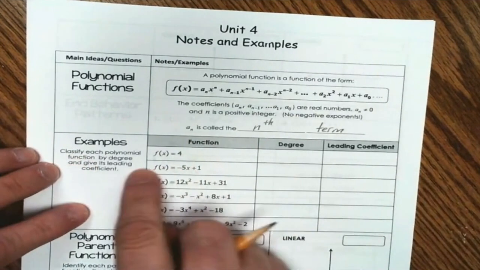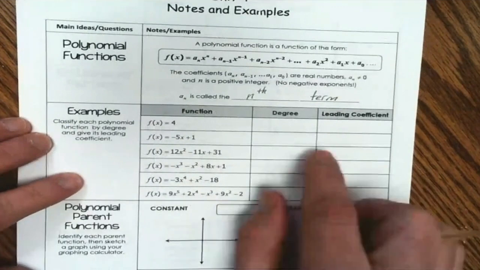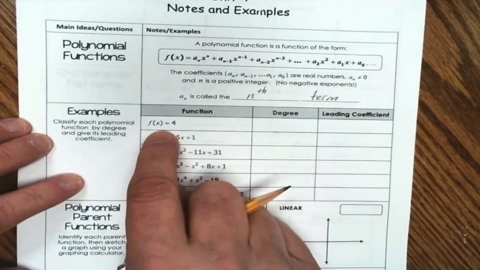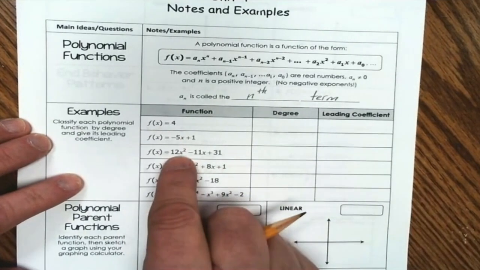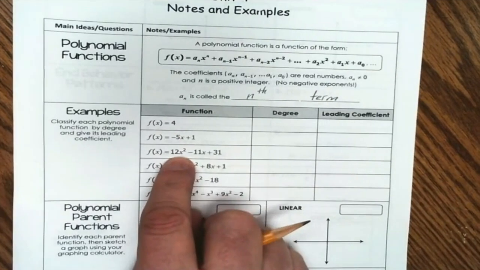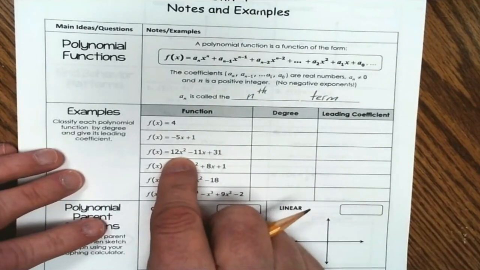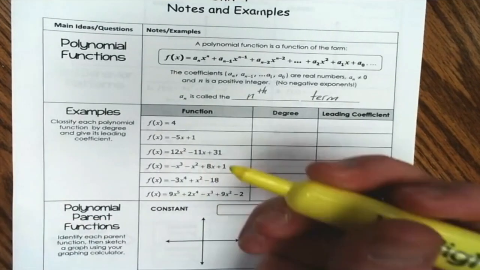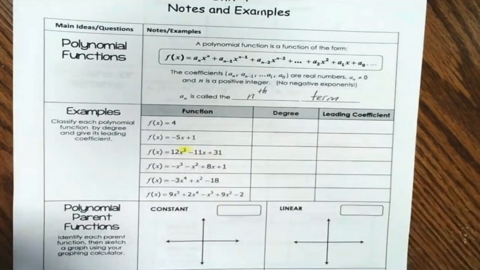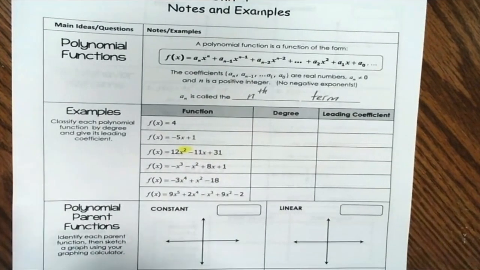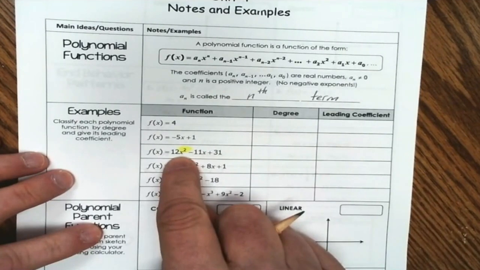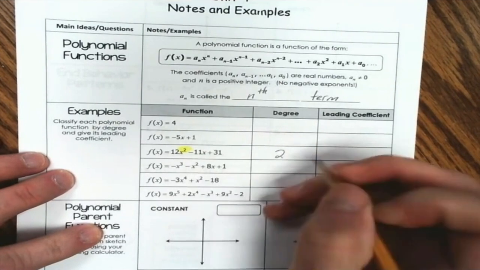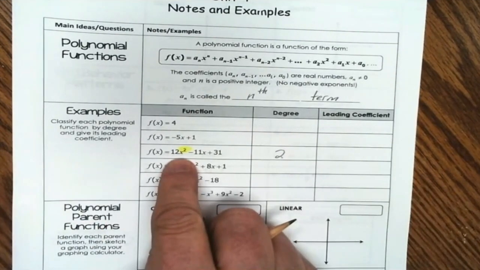So let's look at these examples and start talking about degrees and leading coefficients of functions. Let's start with quadratics because we've worked a lot with quadratics. We're very familiar with those. To tell what degree the function is, you look at the largest exponent for the variable. This is an x squared. This is just an x to the first power. So the degree is 2. This is a second degree polynomial.